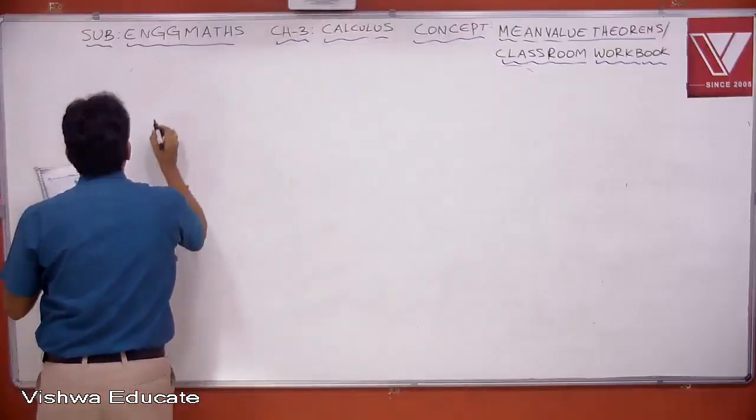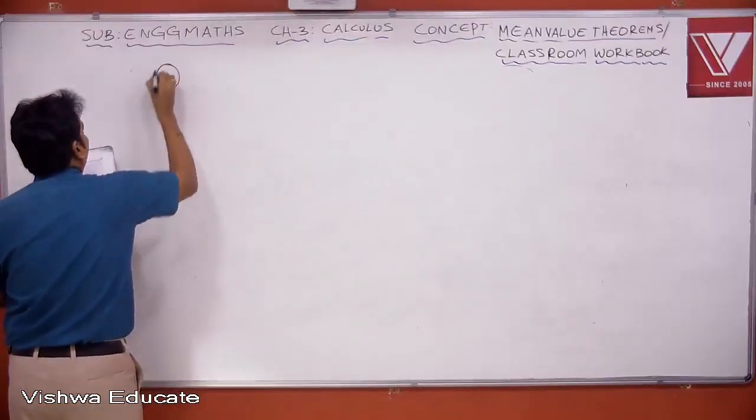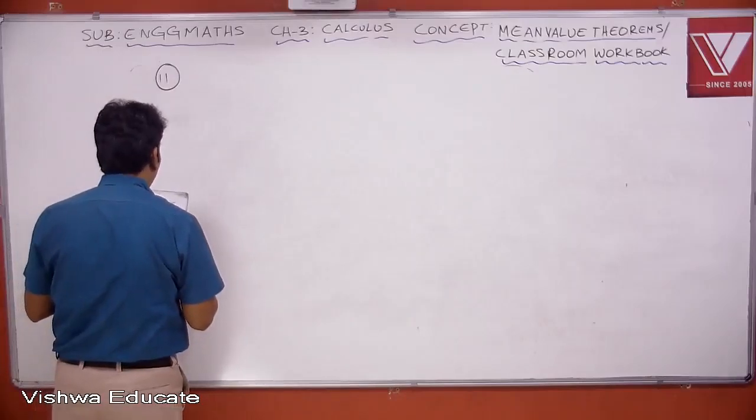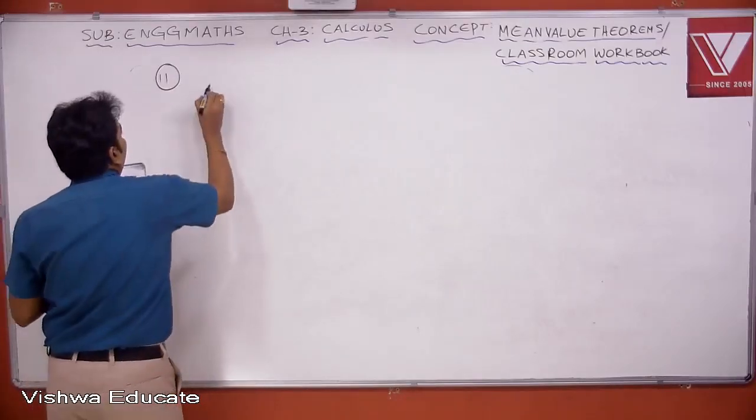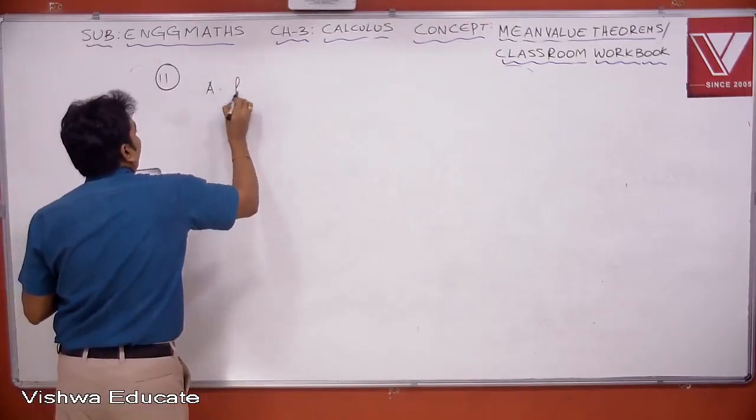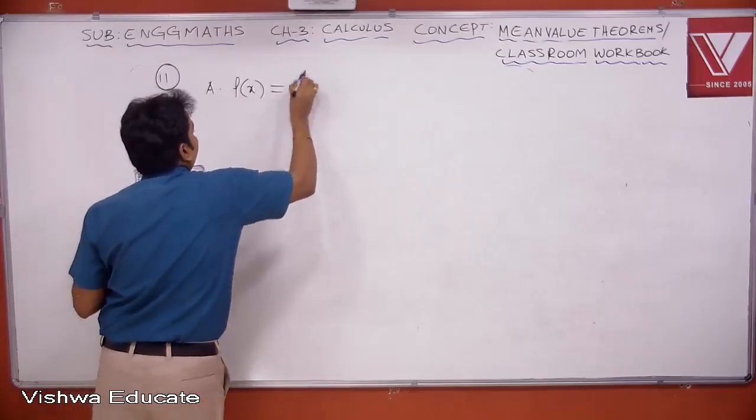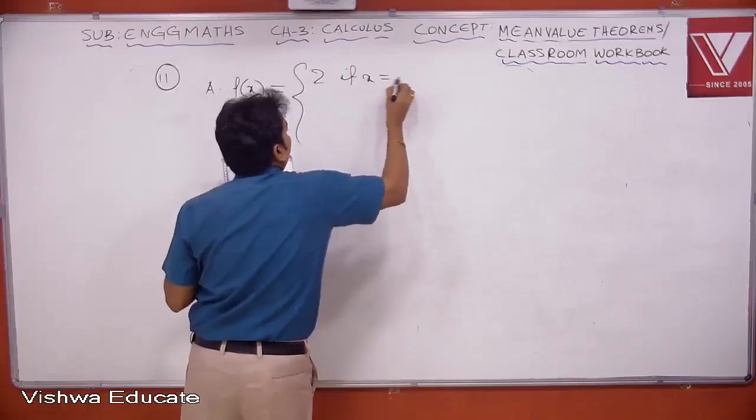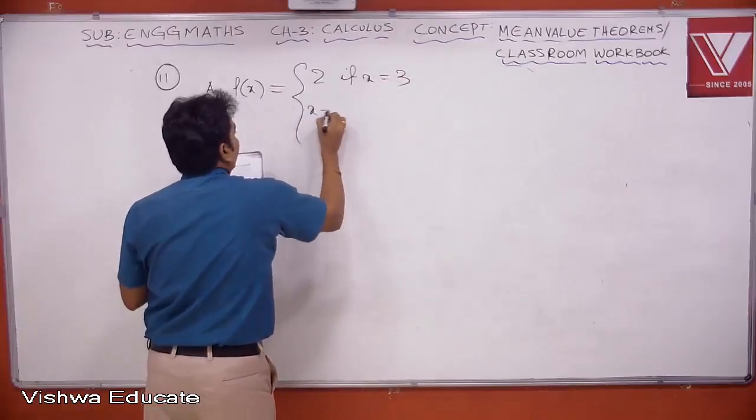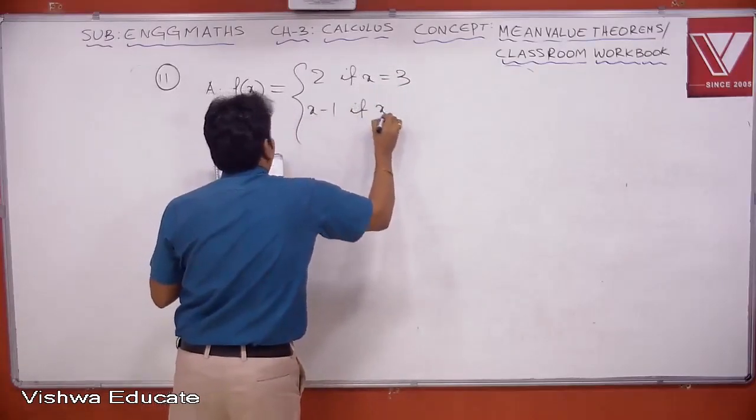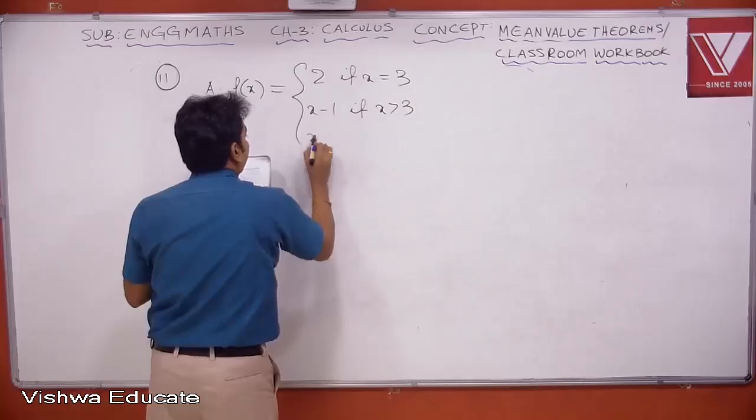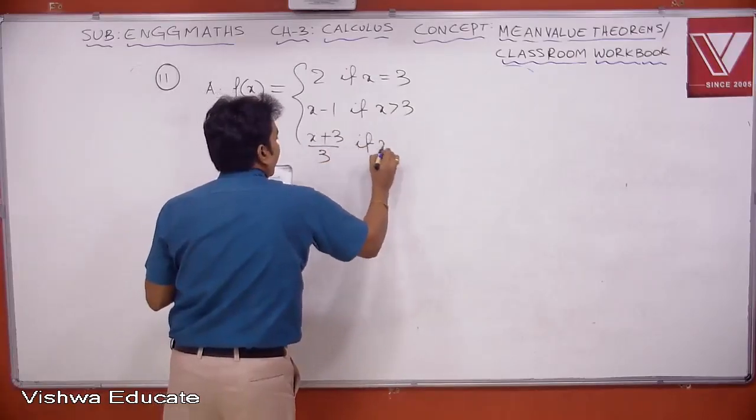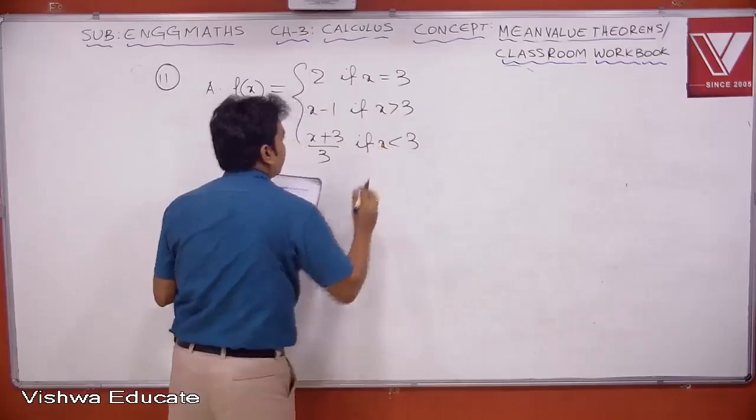Next question. Question number 11. Which of the following functions is continuous at x equal to 3? Let us verify options one by one. Option A is this: f of x equal to 2 if x equal to 3, x minus 1 if x is greater than 3, x plus 3 by 3 if x is less than 3. Let us verify the first option.